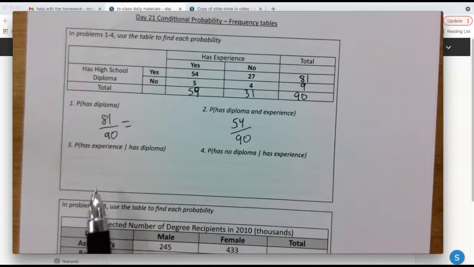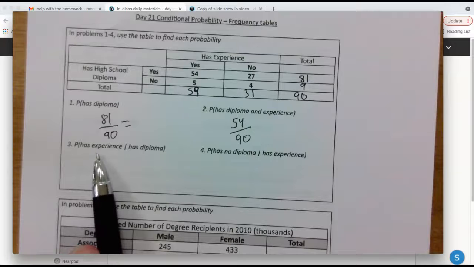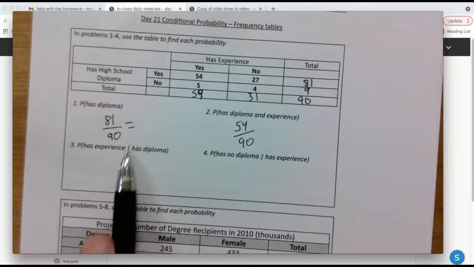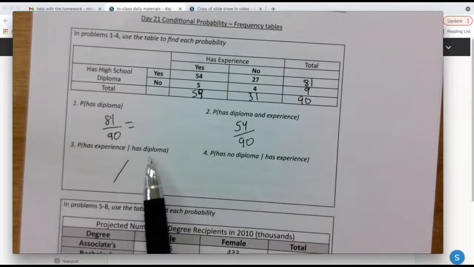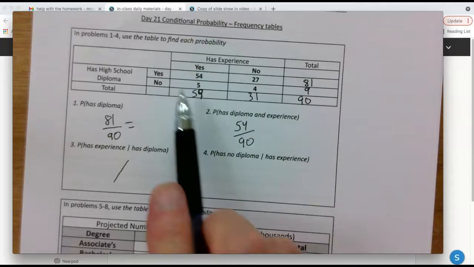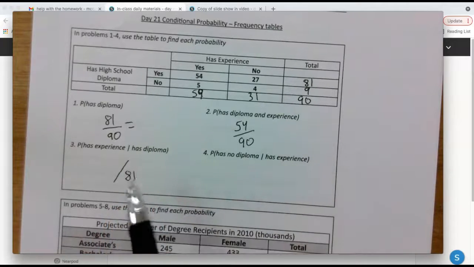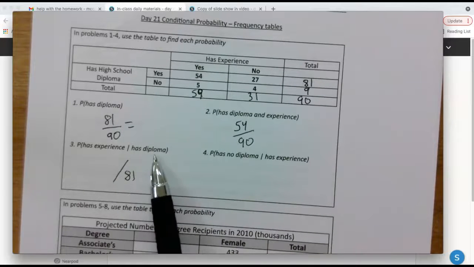All right, these bottom two are conditional. See this line right here? This is saying the probability that they have experience, given that they have a diploma. Right? Again, when you see this, think of this as the fraction bar. Just kind of draw it like that. So has a diploma. What's the total that will have a diploma? Come right over here. 81 is our new bottom. See how we constrict the sample space to only who has a diploma. That's what conditional probability does. It constricts the sample space.